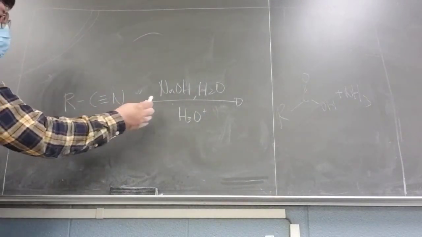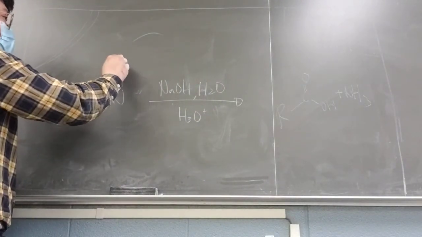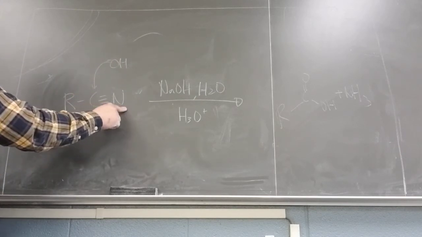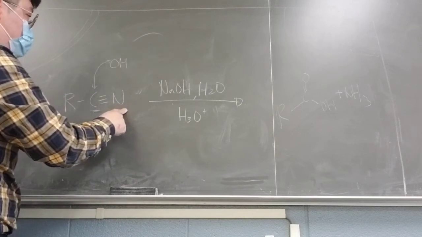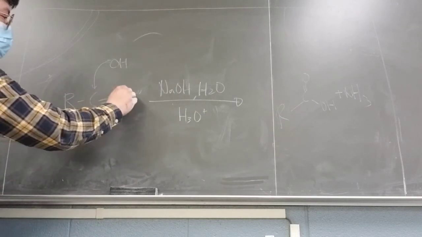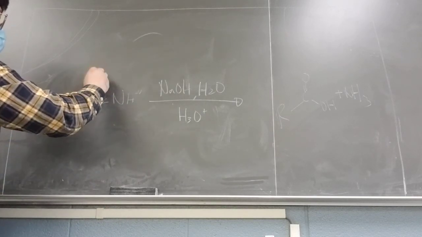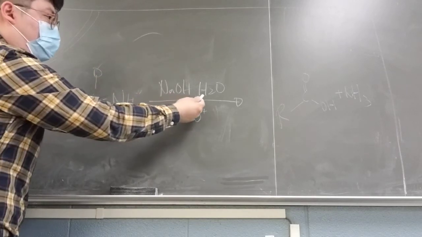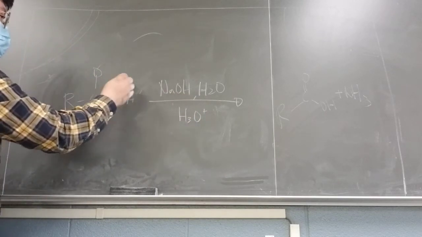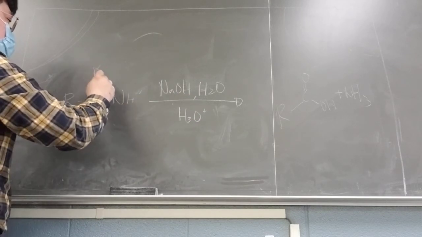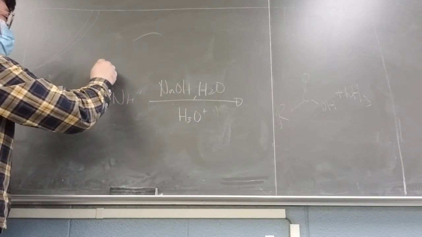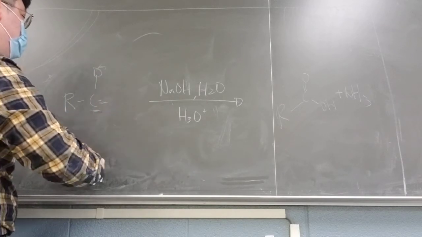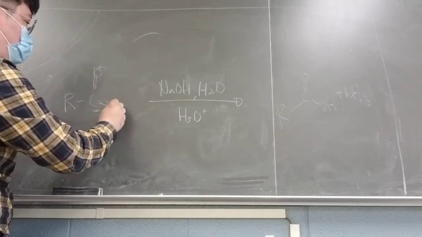So what happens? The hydroxide anion comes onto this carbon, which is obviously electron poor in the triple bond with the electronegative element nitrogen. And then when it does that, it gets protonated, and this goes through imidic acid tautomerism. It goes to the amide compound.